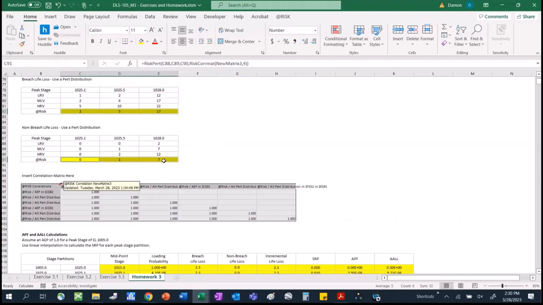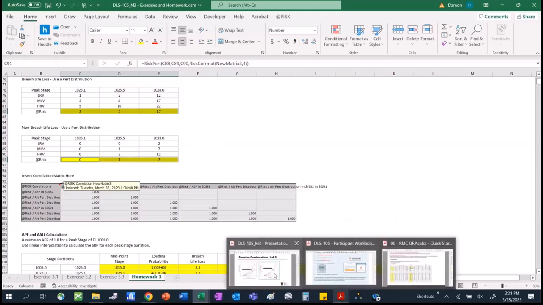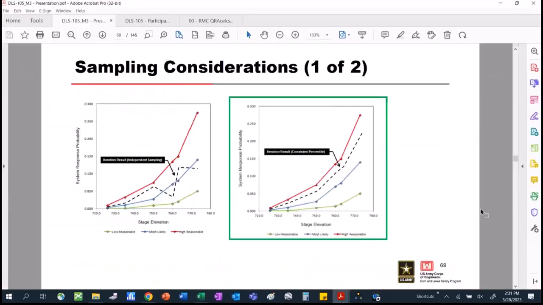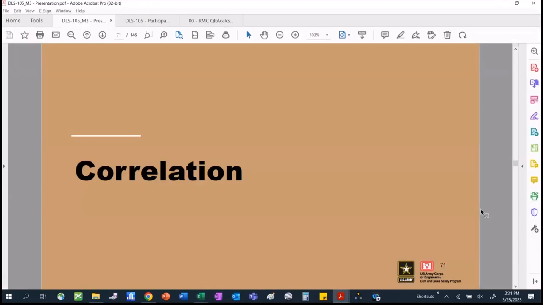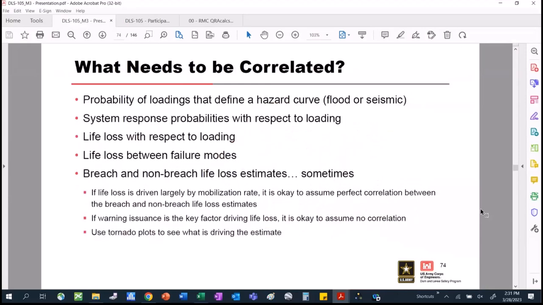If it's a function of warning issuance and whether the warning actually reaches the public, then you won't see that relationship between the breach and non-breach life loss, and we would assume they're uncorrelated. That's also covered in these slides, a few right after the slides that I already pointed you to. So slide 74 would be a good one to reference for that. Good deal.